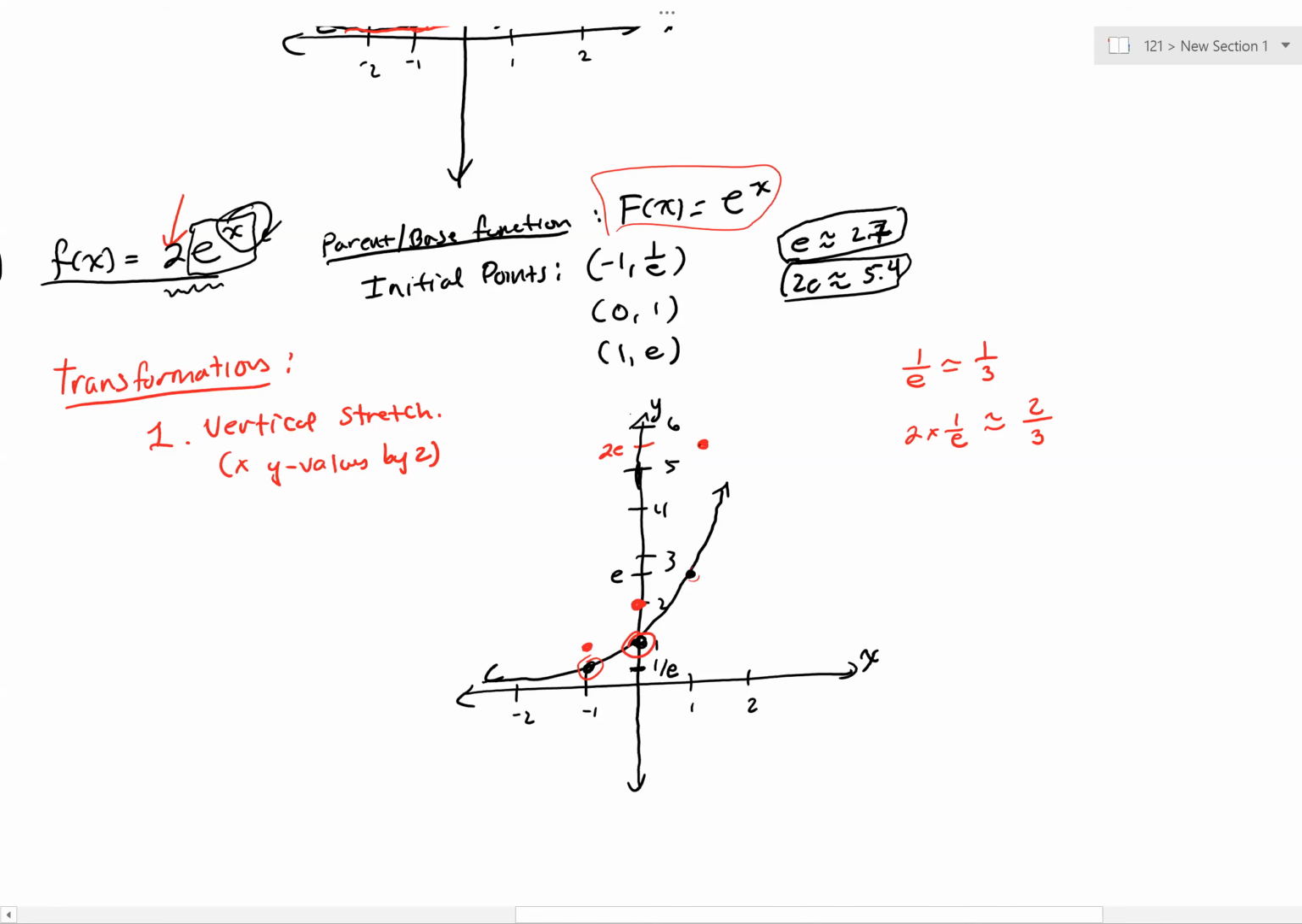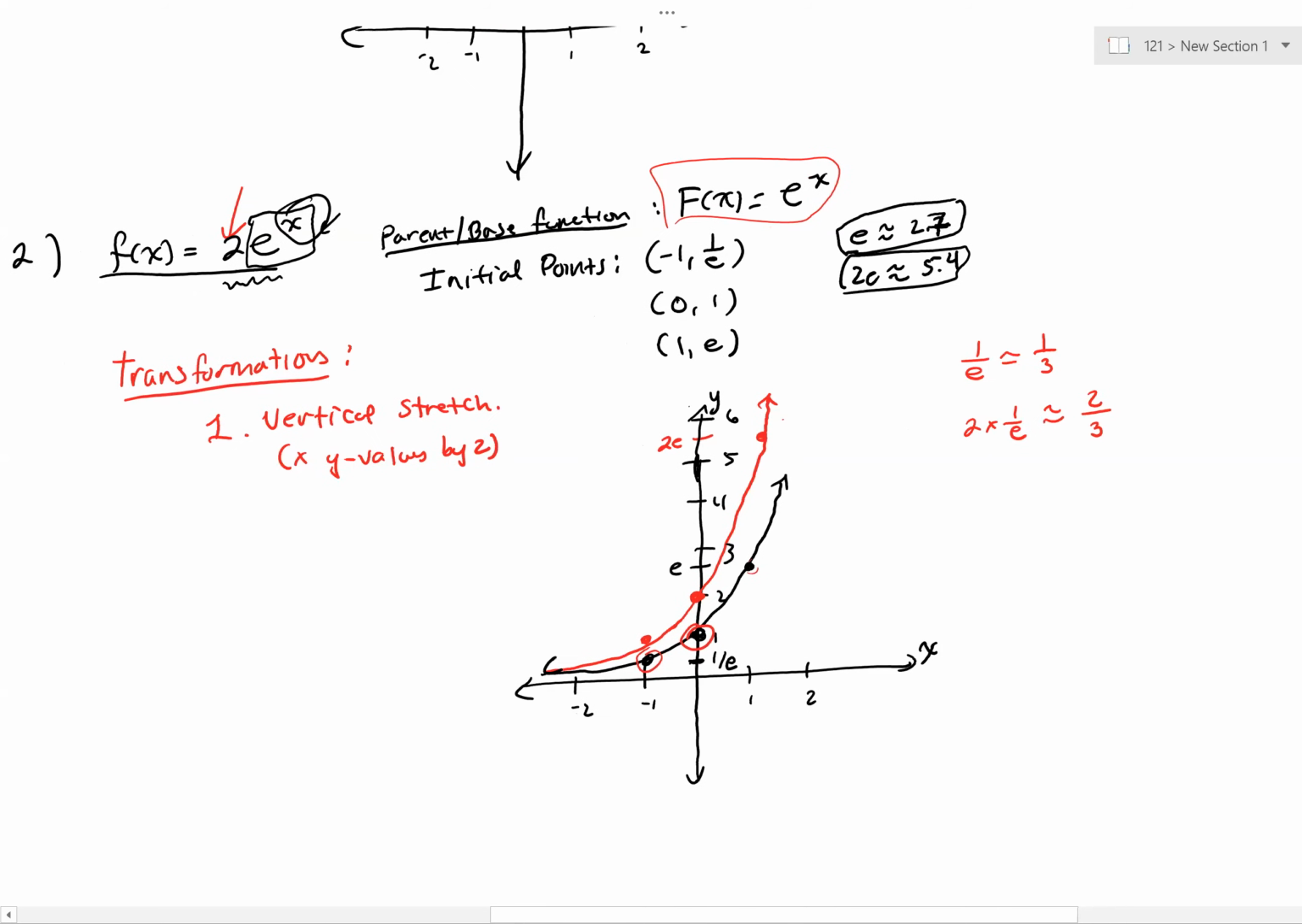So we've literally just stretched the graph out. It'll look something like this. We're just kind of yanking up on it. And that is a rough sketch of f of x is equal to 2 times e to the x.